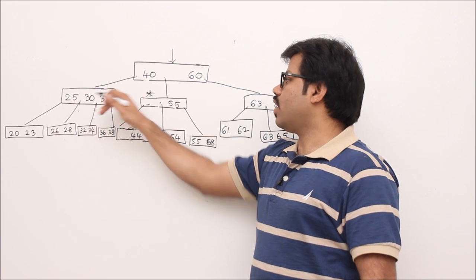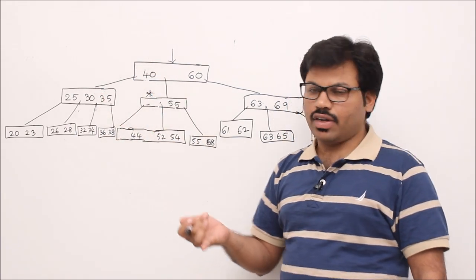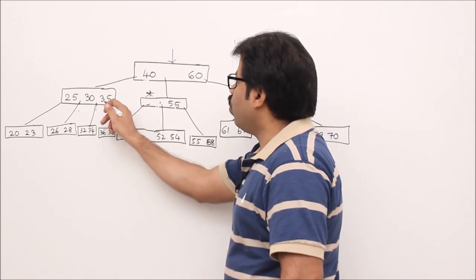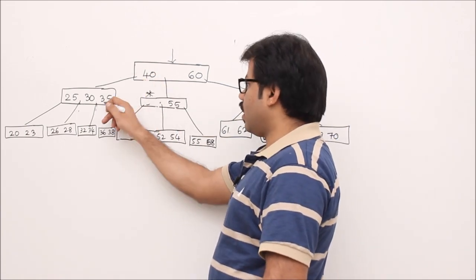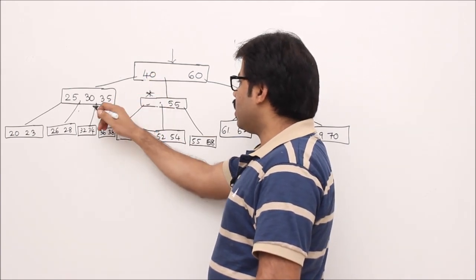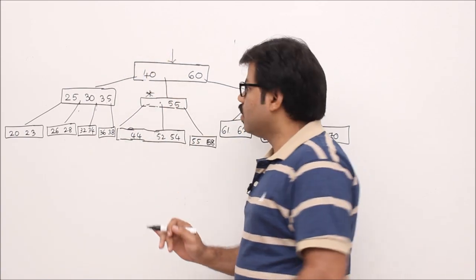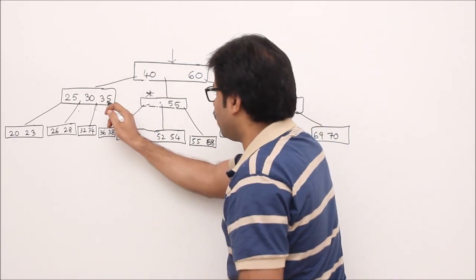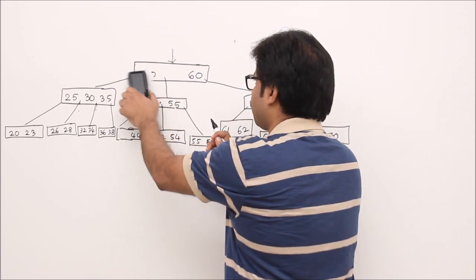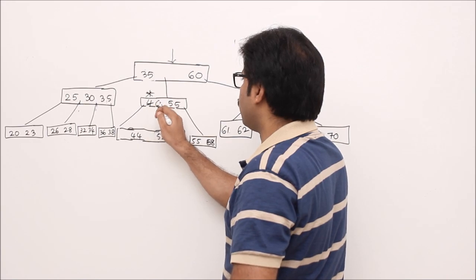If you simply move 35 and its children, then you have a problem, correct? You will get a problem. That's why we have to move the keys through the parent. So let me move through the parent. 35, please go to 40's place. 40, come to this point. So this is the way.